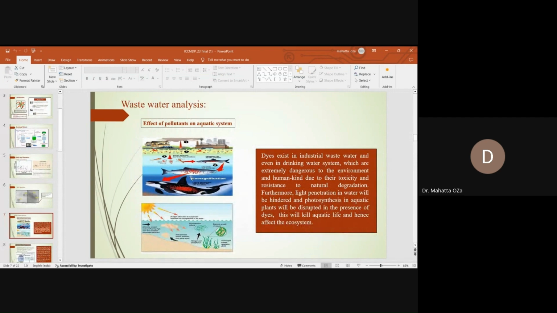Wastewater analysis. These two images show the effect of pollutants on the aquatic system. Generally, dyes exist in industrial wastewater and even in drinking water systems, and are extremely harmful to the environment and humankind due to their toxicity and resistance to natural degradation. Furthermore, light penetration in water is hindered, and photosynthesis in aquatic plants is disrupted in the presence of dyes. This will kill aquatic life and hence affect the ecosystem.